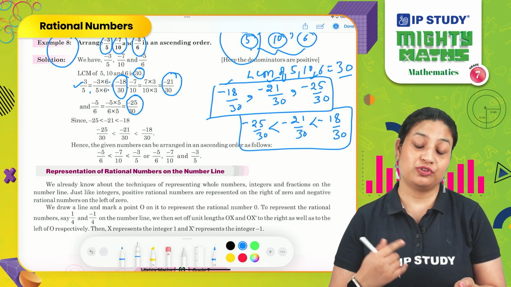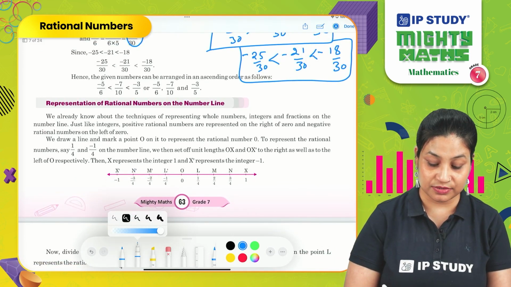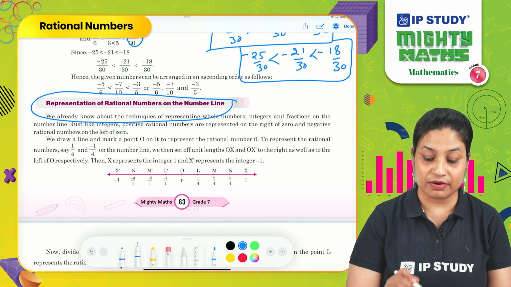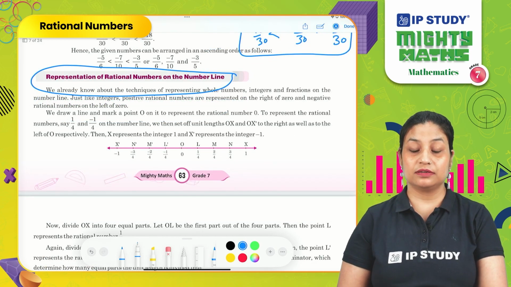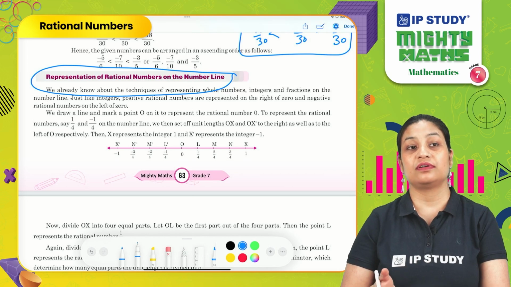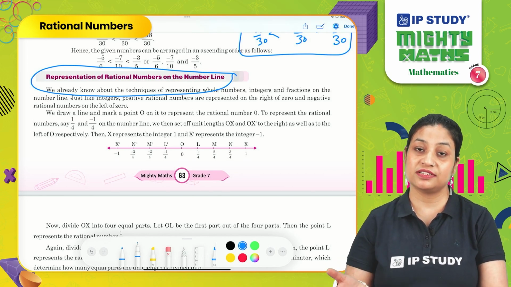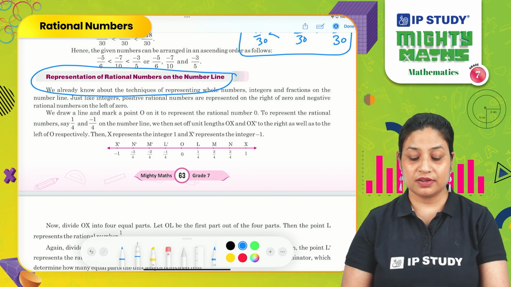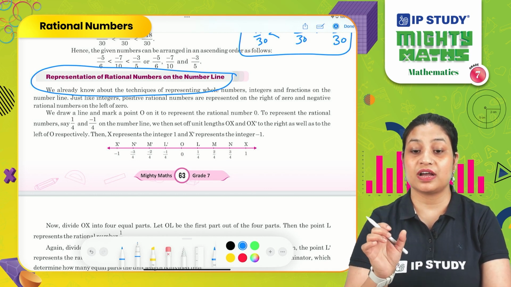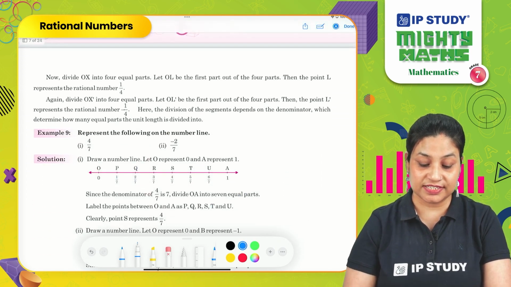Now, next move on to the next topic. The next topic is very important and interesting as well, and that is representation of rational number on a number line. So here, it is similar to what we have done for integers, whole numbers, natural numbers. In the same way, we are going to do that. The only difference is here we are going to draw number line for rational numbers, right?